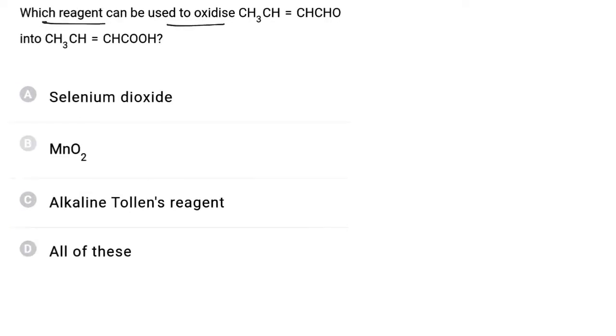Which reagent can be used to oxidize this aldehyde to acid? Now if selenium oxide is used, it will convert a methyl group into a carbonyl group. MnO2 will oxidize an allylic alcohol to a carbonyl compound. And Tollens reagent is a mild oxidizing agent and it will convert the aldehyde group into an acid group. So in this conversion we can use alkaline Tollens reagent, and hence the correct answer is C.